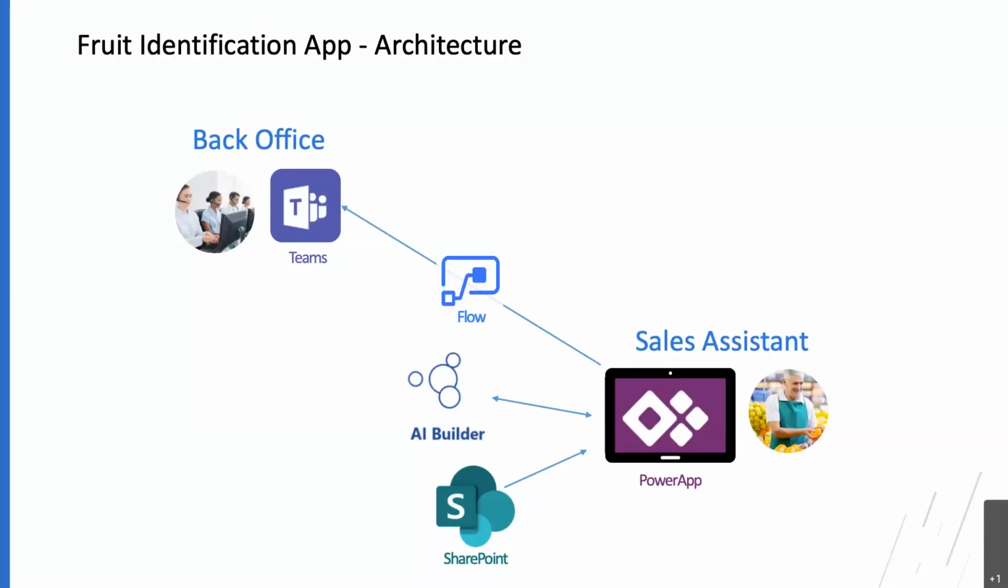As a sales assistant in a fruit shop, I'm going to build an application that allows me to take a picture of some fruit on a shelf. The app is then going to use AI Builder to understand and interpret what type of fruit that is on the shelf. We're then going to go and query a back-end system, in this case SharePoint, to get some details and some stocking information about that particular piece of fruit. And then we're going to allow the sales assistant in the front end to push a button, which will send a message over Flow and Teams to the back office staff to order more fruit if needed. Okay, so it's a bit of a contrived example, but bear with me.